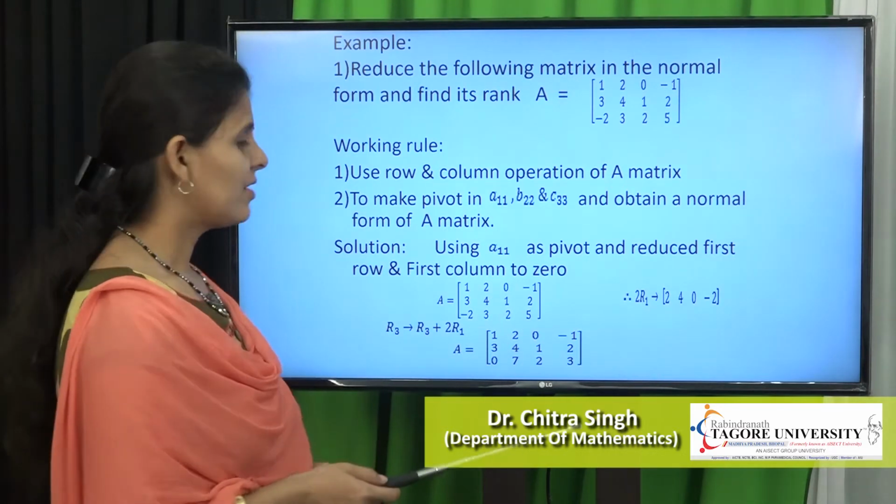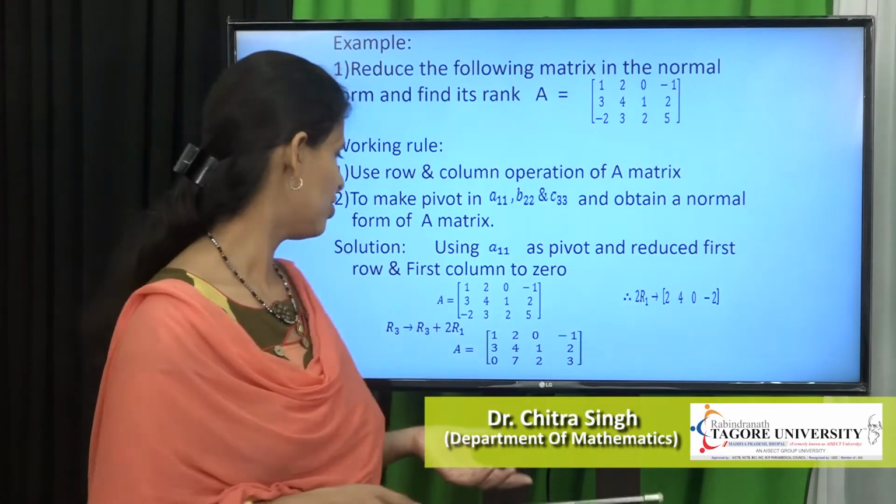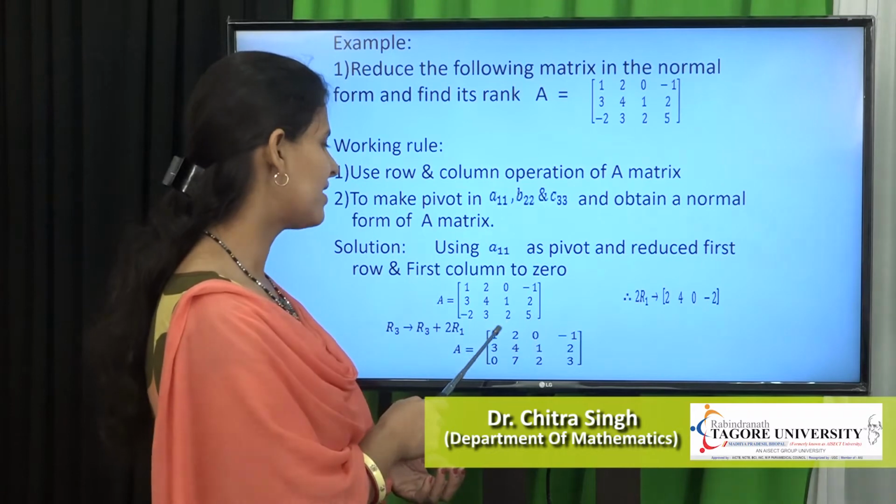Then you make zeros. You obtain only the diagonal elements as 1. So you see that the first element of the matrix is 1.